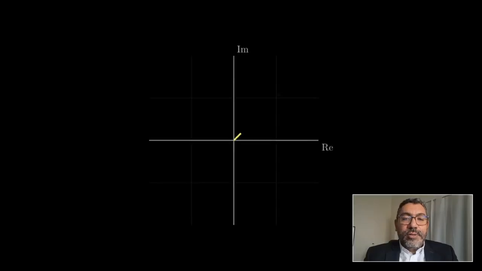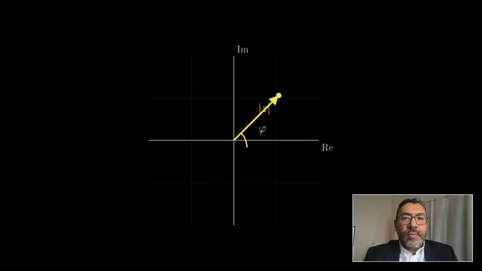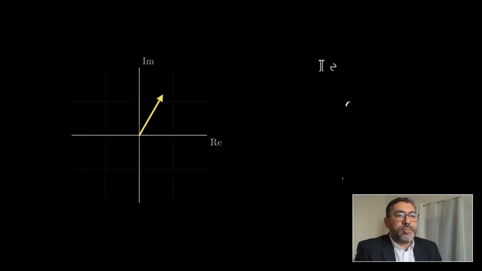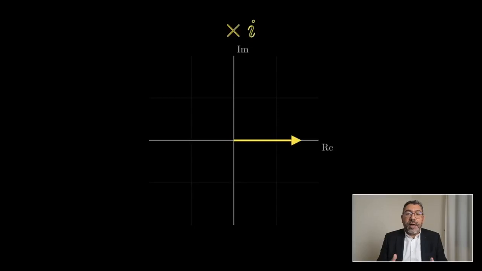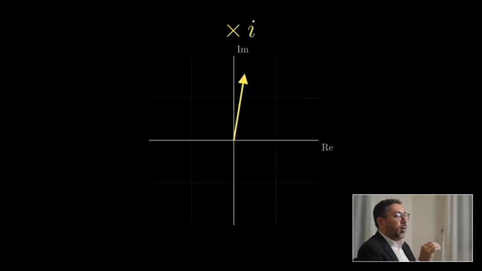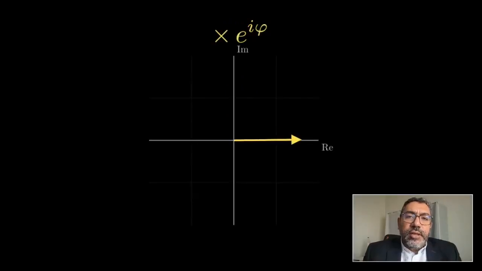A complex number can be imagined as an arrow on a flat plane. It has a length and an angle. The length helps us get the probability. The angle gives us phase. For example, multiplying by i rotates a complex number by 90 degrees. More generally, multiplying by e to the i phi rotates the number by an angle phi.